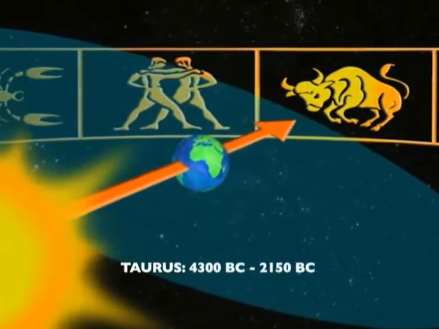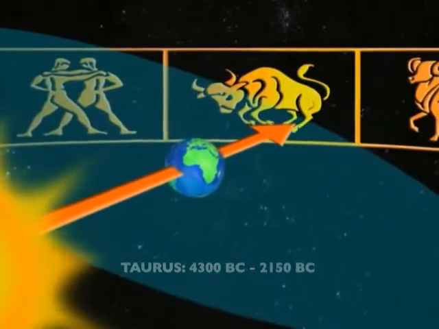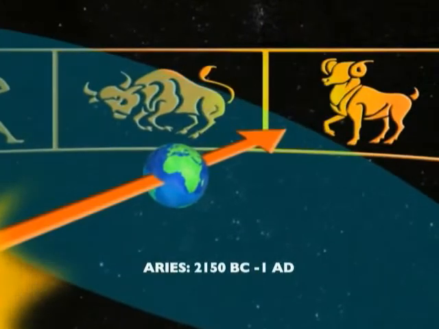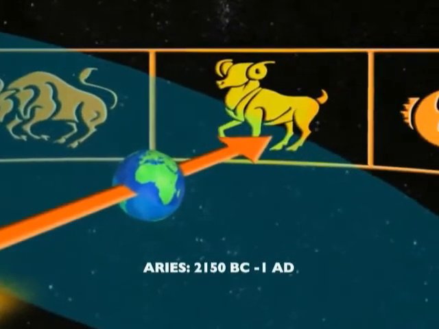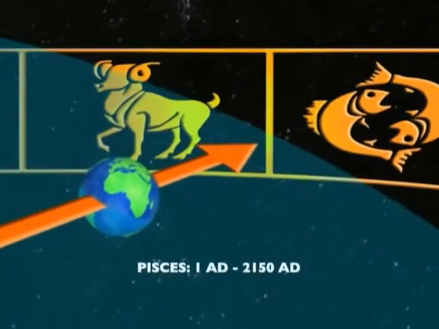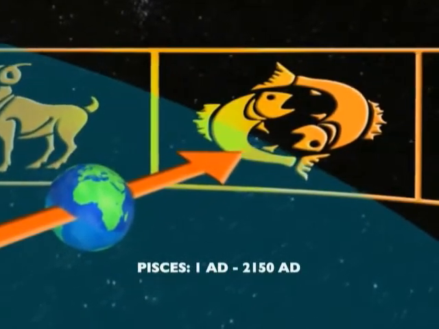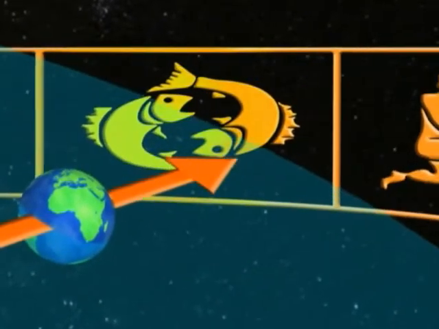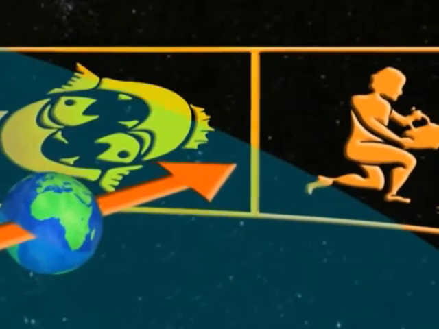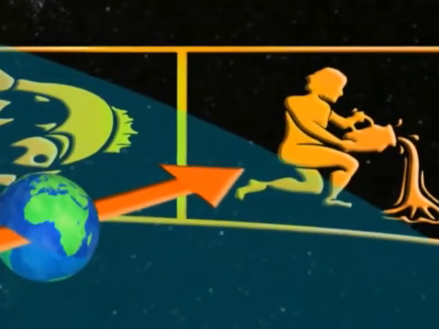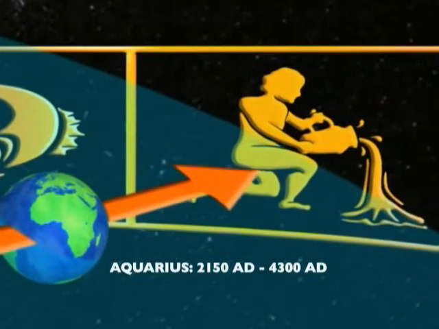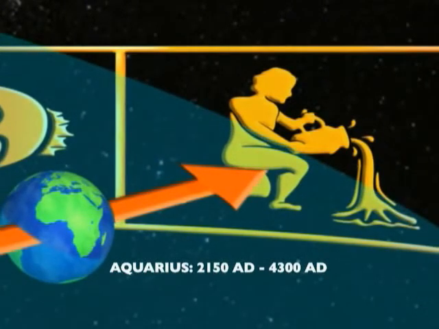From 4300 BC to 2150 BC, it was the age of Taurus, the bull. From 2150 BC to 1 AD, it was the age of Aries, the ram. And from 1 AD to 2150 AD, it is the age of Pisces, the age we are still in to this day. And in and around 2150, we will enter the new age, the age of Aquarius.